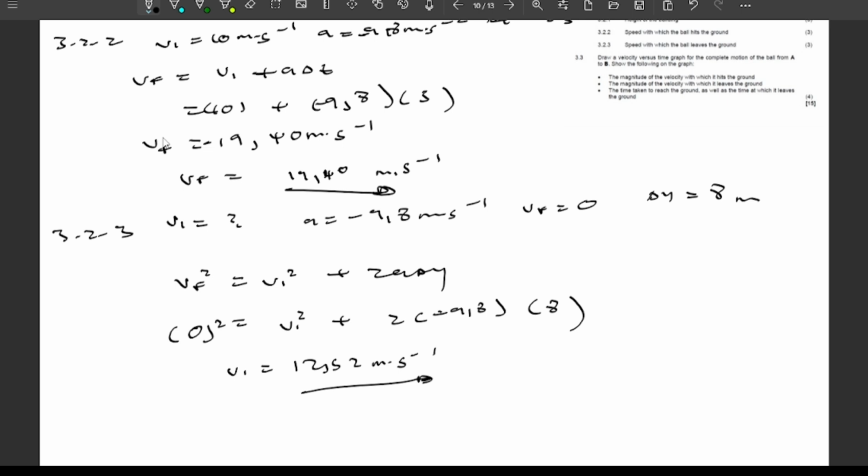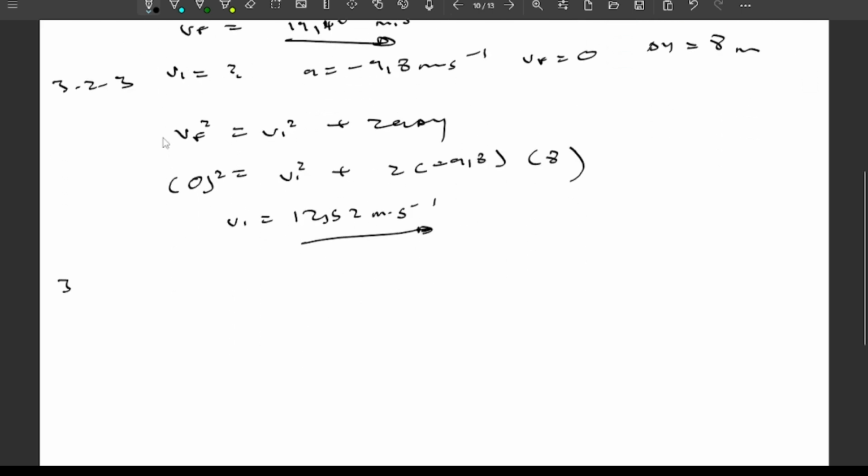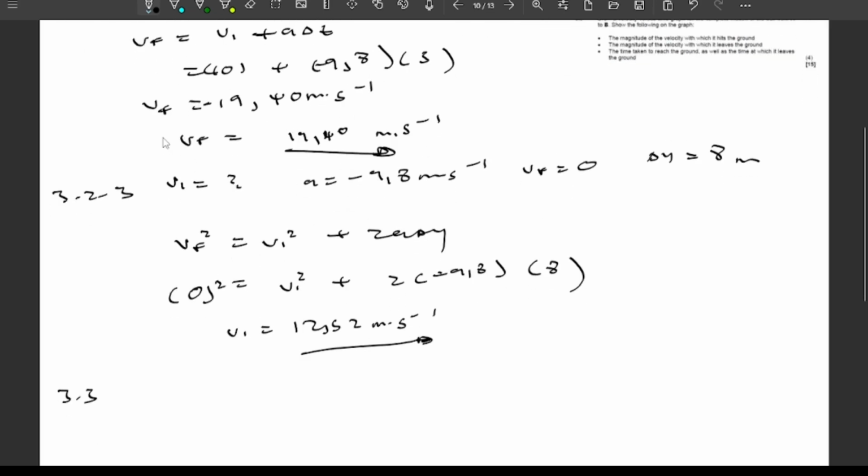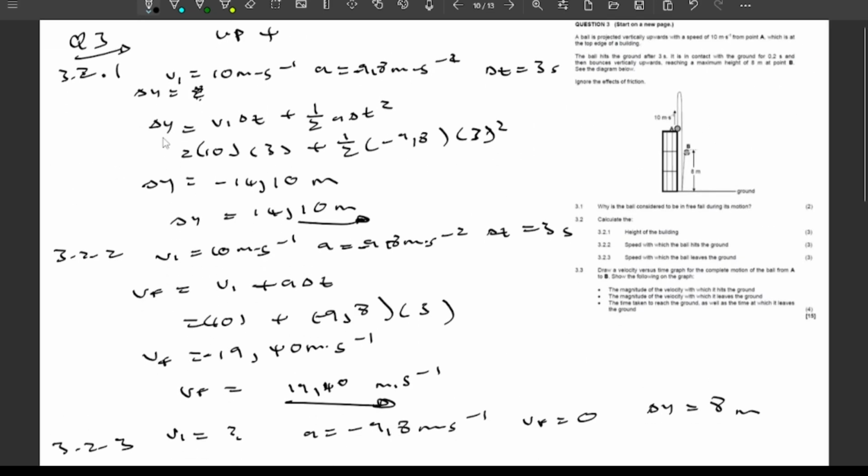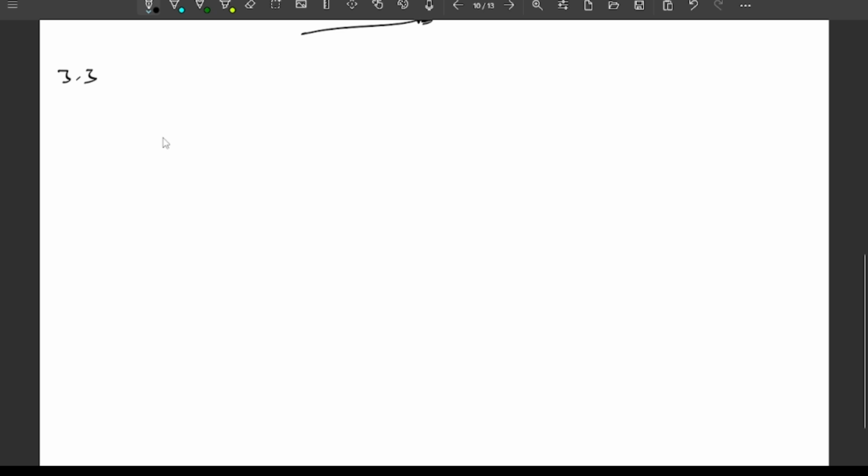All right, now moving to the last one, which is 3.3. They want us to draw a velocity versus time graph for the complete motion of the ball from point A to B. Show the following on the graph: the magnitude of the velocity with which it hits the ground, the magnitude of the velocity with which it leaves the ground, the time taken to reach the ground, as well as the time it takes to leave the ground. Okay, seems fair enough. Good. Now let's begin and start to draw this.